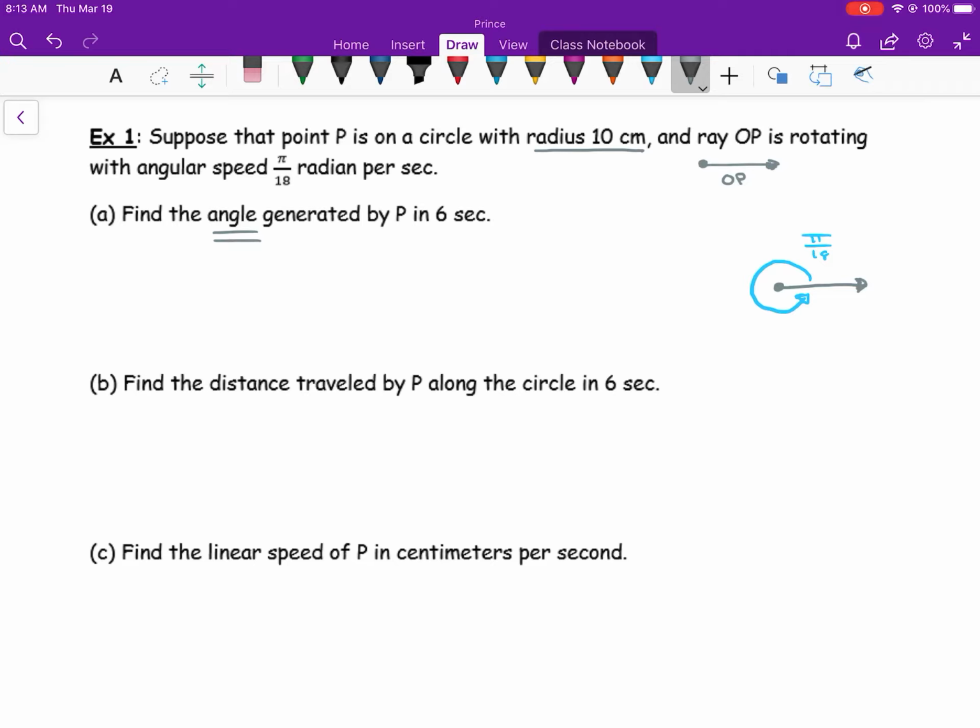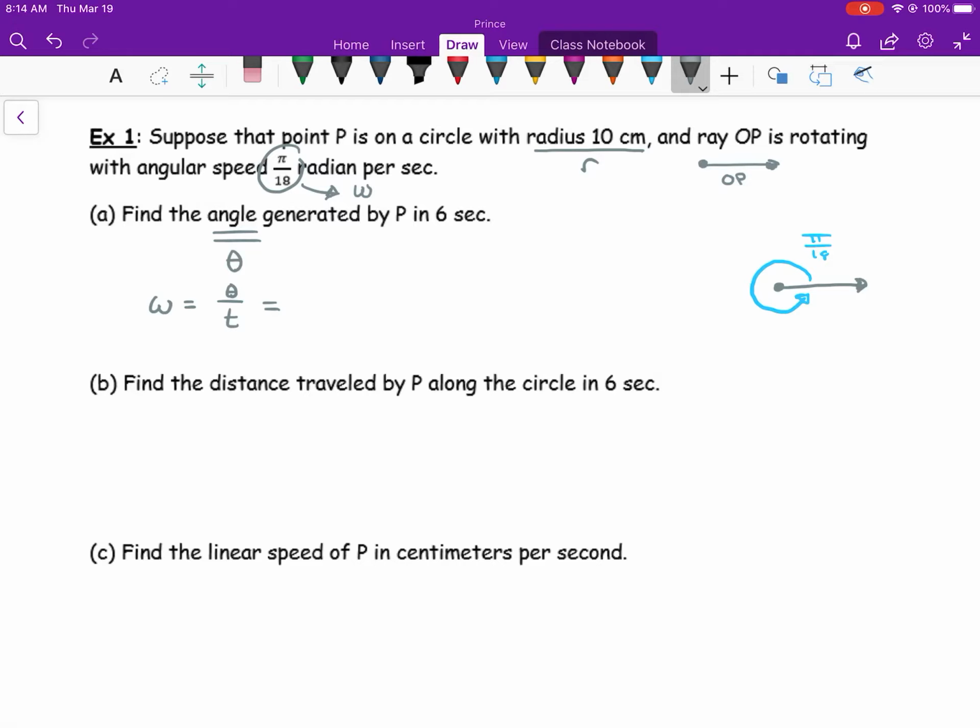So the angle is theta. Our first formula is omega equals theta over t. We don't know the angle. We know our angular speed right here, so this is going to be our omega. And this is our radius right there.